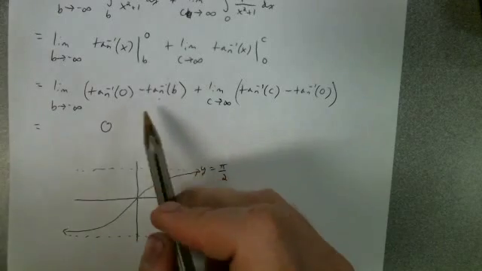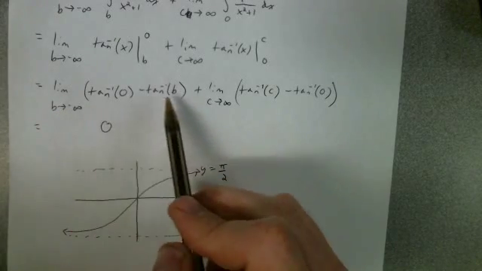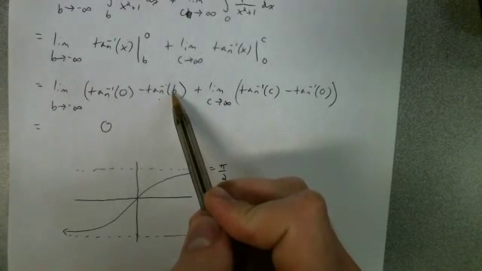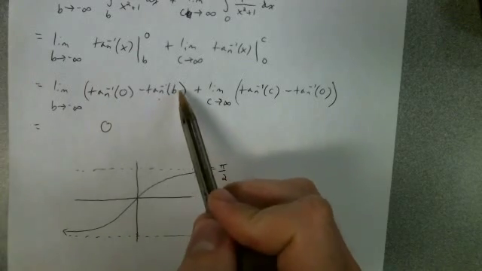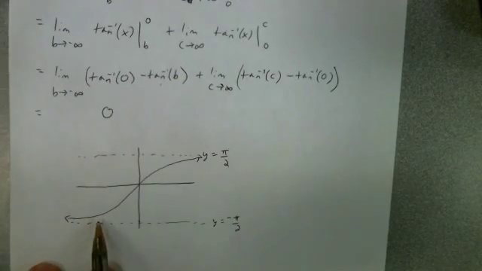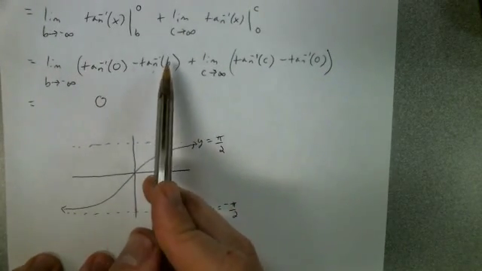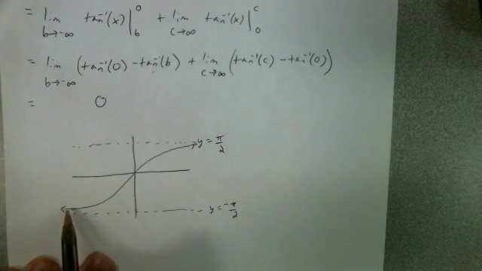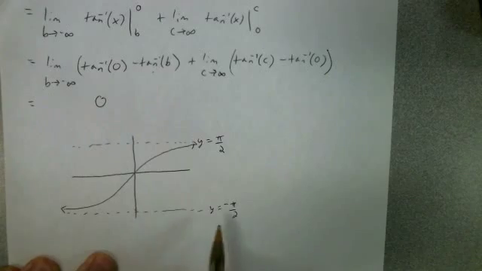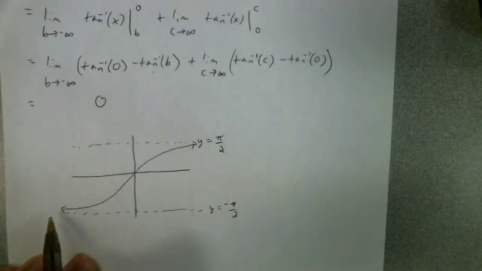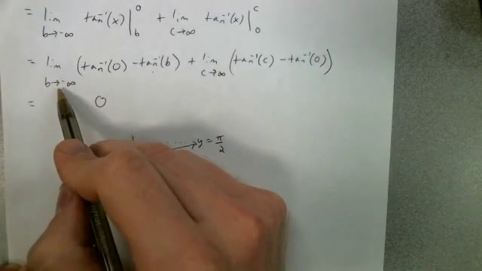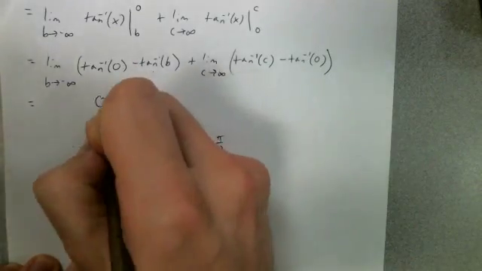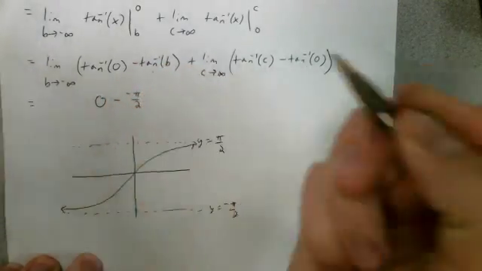So what happens as b approaches negative infinity of tan inverse of b? What happens as you plug in numbers that become more and more negative? If you plug those into tan inverse, you're traveling this way, and tan inverse is spitting out numbers that are getting closer and closer to negative pi over 2. So the limit as b goes to negative infinity of tan inverse of b is negative pi over 2. So we have negative pi over 2 there, in other words, positive pi over 2.